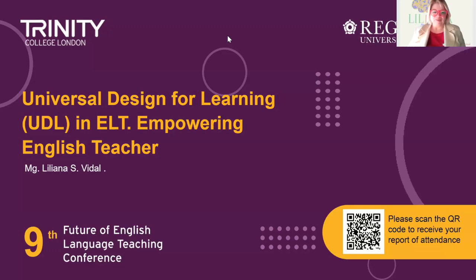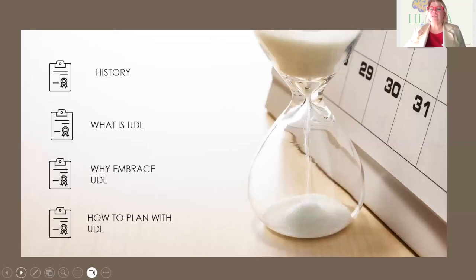Thank you. Well, we are going to start talking a bit today. The aim of the talk is to give a brief overview about Universal Design for Learning. We are going to tell you more or less what we are going to talk about: Universal Design, a bit of history, a short introduction. What is UDL? Why we have to use UDL in ELT, and how to plan our classes using UDL.